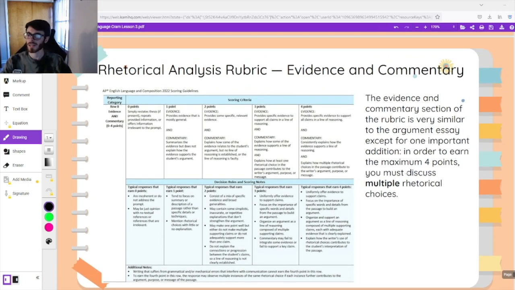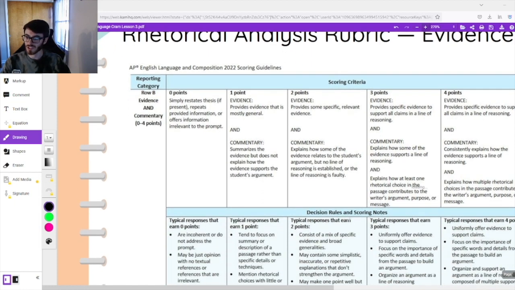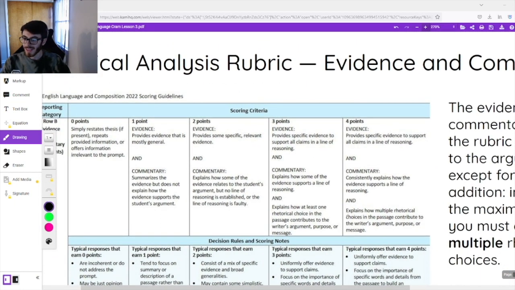For evidence and commentary, again, very similar, but there is one important difference, one important kind of addition. And that is, in order to earn the maximum 4 points, you must discuss multiple rhetorical choices. That's something that is specifically mentioned in the rubric. Explains how multiple rhetorical choices in the passage contribute to the writer's argument, purpose, or message. If you only write about one, the best you can get is 3 points here. It says at least one rhetorical choice. So you need multiple in order to get all 4 points.